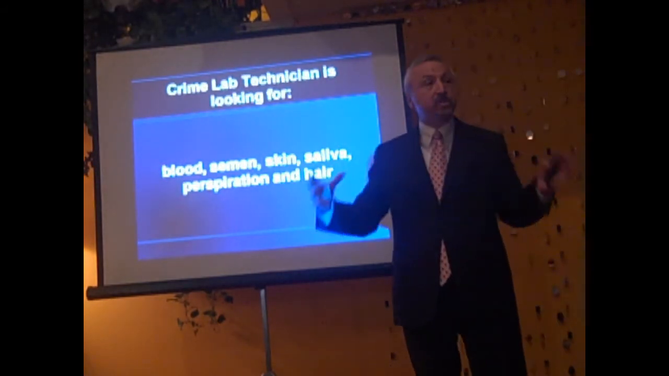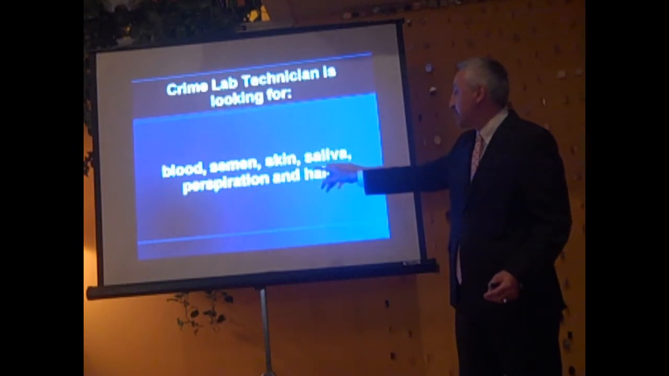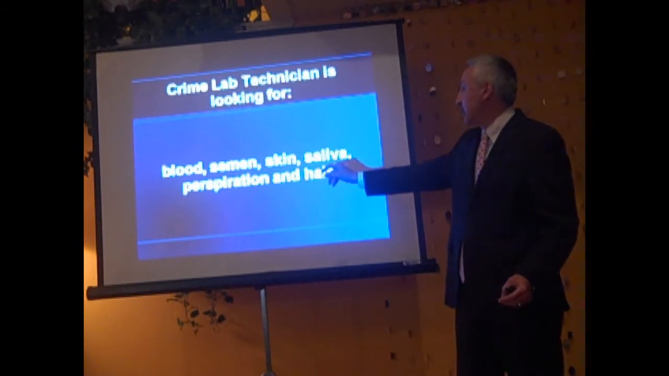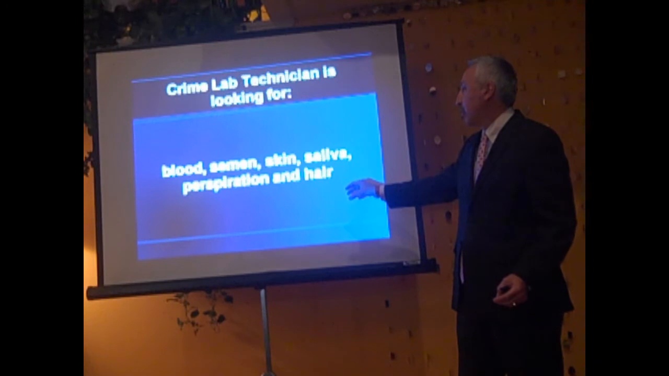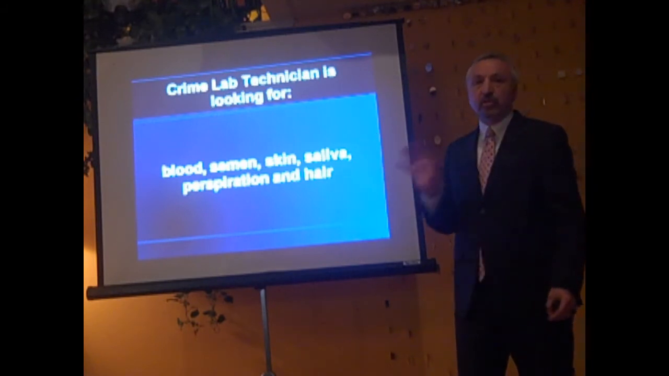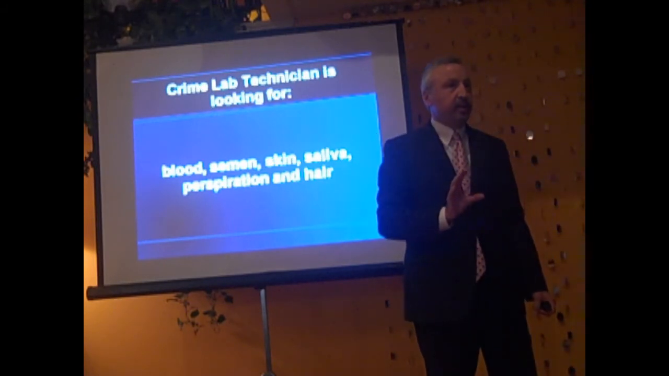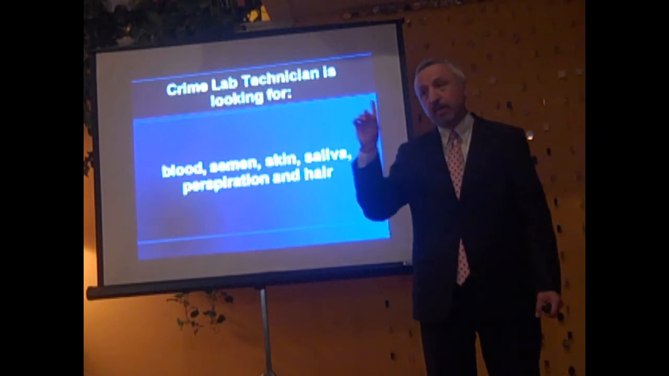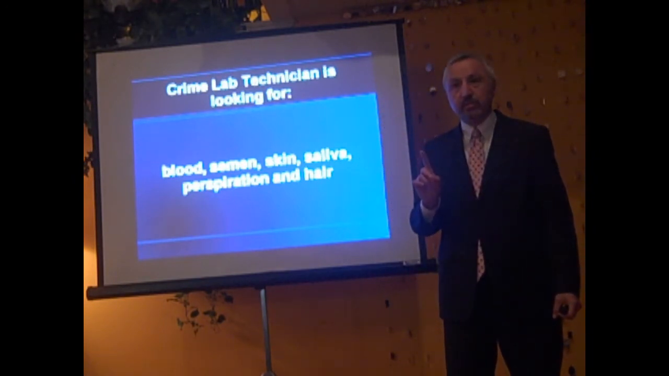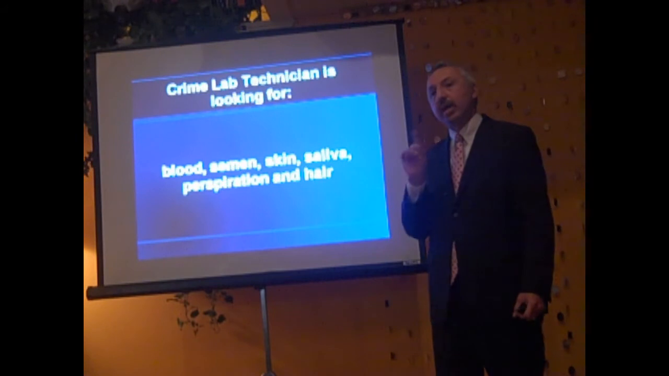What are they looking for on those objects? They're looking for blood, semen, skin, saliva, perspiration, and hair. Every cell in your body has DNA that you can look for, except for red blood cells. Not blood, but red blood cells do not have any DNA.